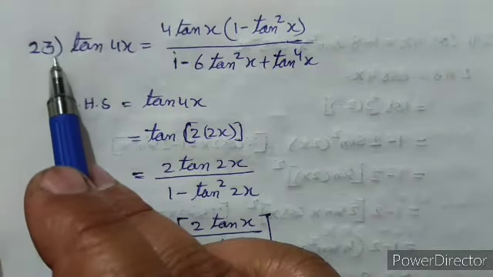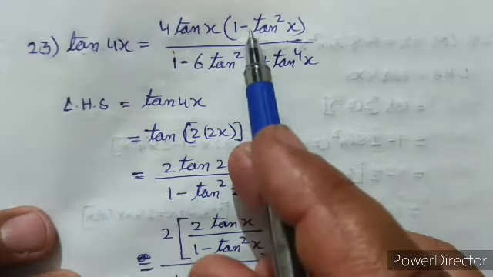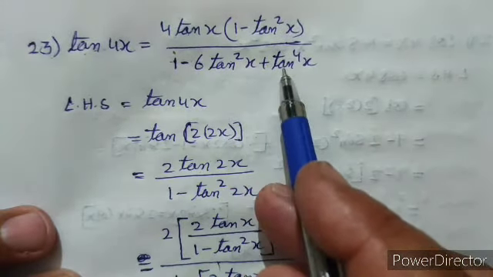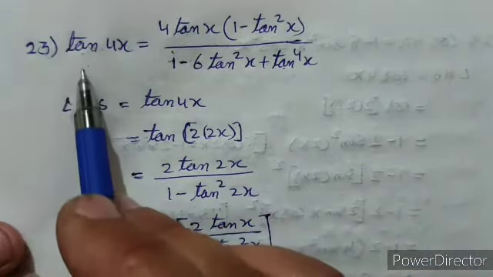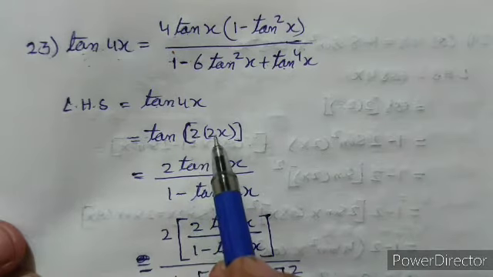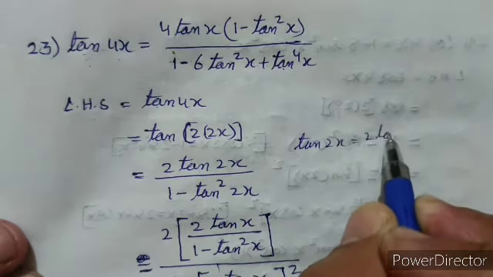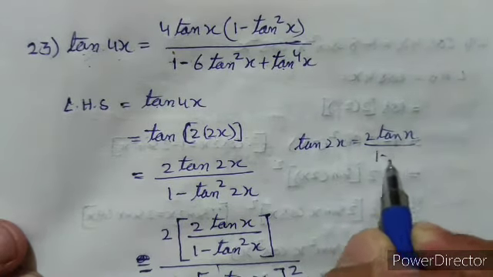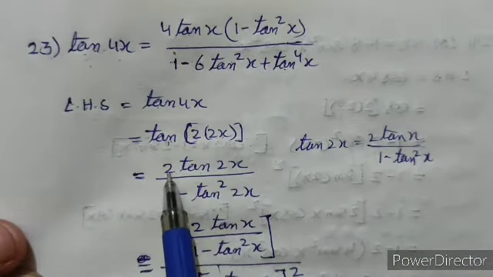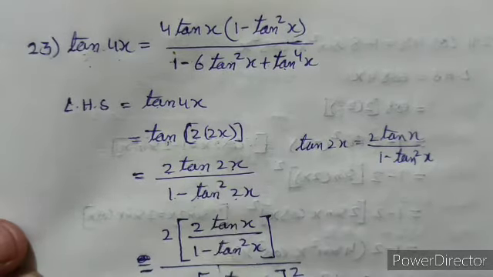Now in question number 23, we have to prove that tan 4x is equal to 4 tan x (1 minus tan square x) upon (1 minus 6 tan square x plus tan to the power 4 x). Now on taking left hand side, tan 4x can be written as tan 2 into 2x. Now tan 2x equal to 2 tan x upon 1 minus tan square x. So tan 2 into 2x will be equal to 2 tan 2x upon 1 minus tan square 2x.